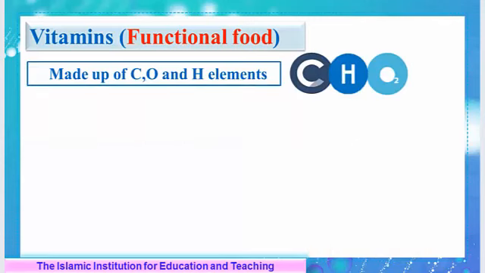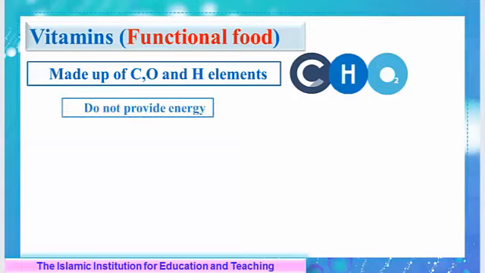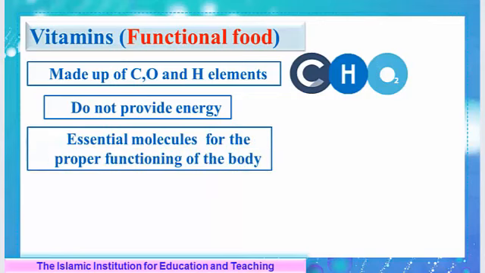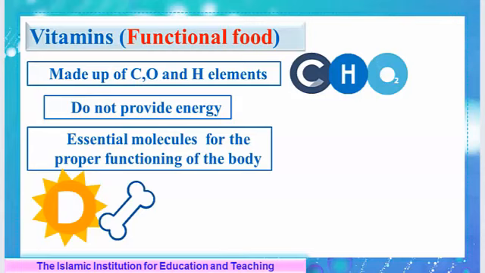Vitamins are made up of carbon, oxygen, and hydrogen elements. They don't provide you with energy, but they are essential molecules for the proper functioning of the body. Let's take some examples. Vitamin D, which is known as the sunshine vitamin, is provided by the sun and by certain food. It is essential for maintaining healthy bones.